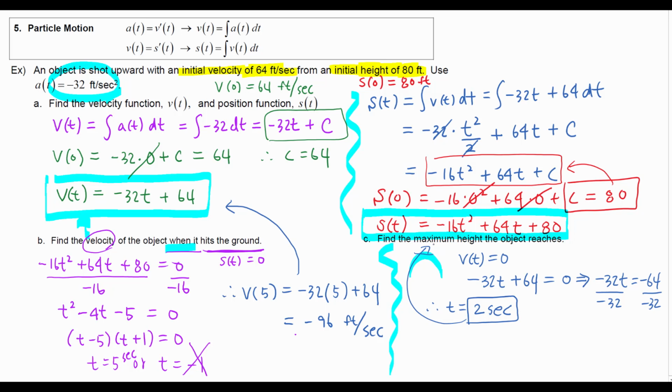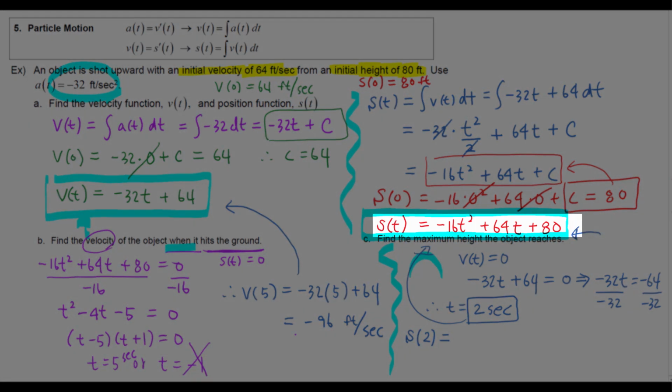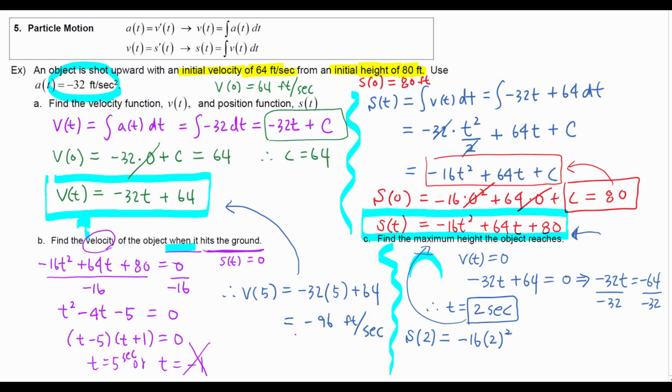So now they said to find the maximum height. So you need to plug this 2 into the position function, since s sub t gives you the height of the object. So I need to find s of 2, and given s of t right here, let's plug 2 in there. Negative 16 times 2 squared plus 64 times 2 plus 80, which is equal to, if you use your calculator, 144 feet. And you found the maximum height.